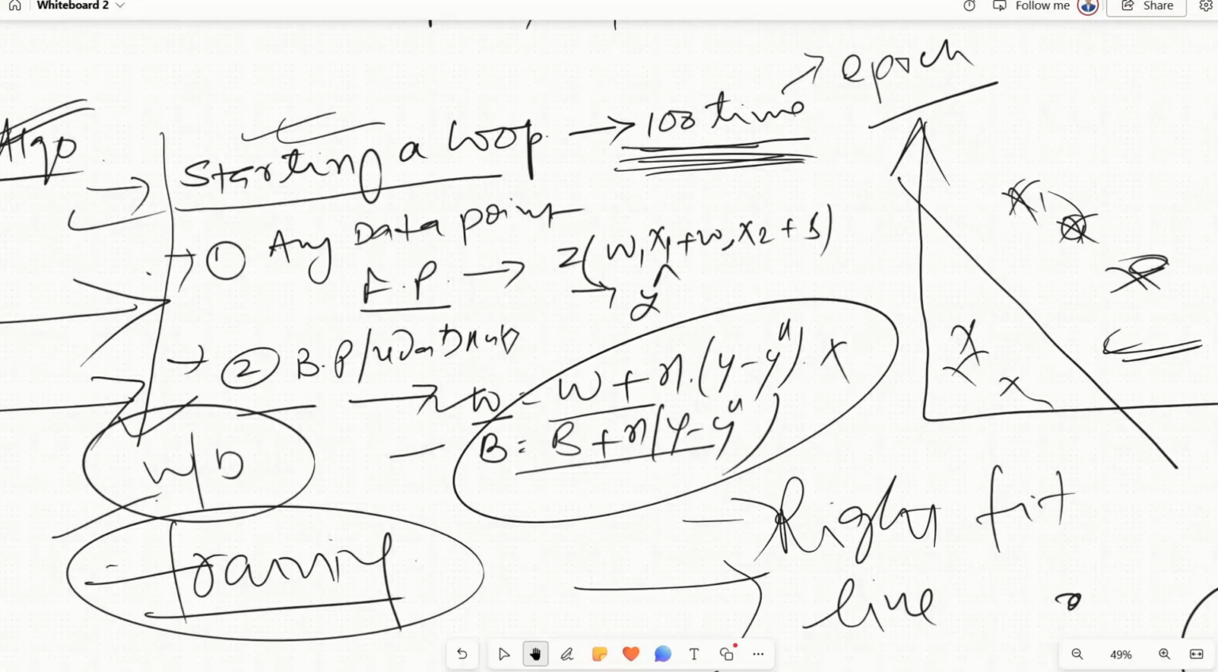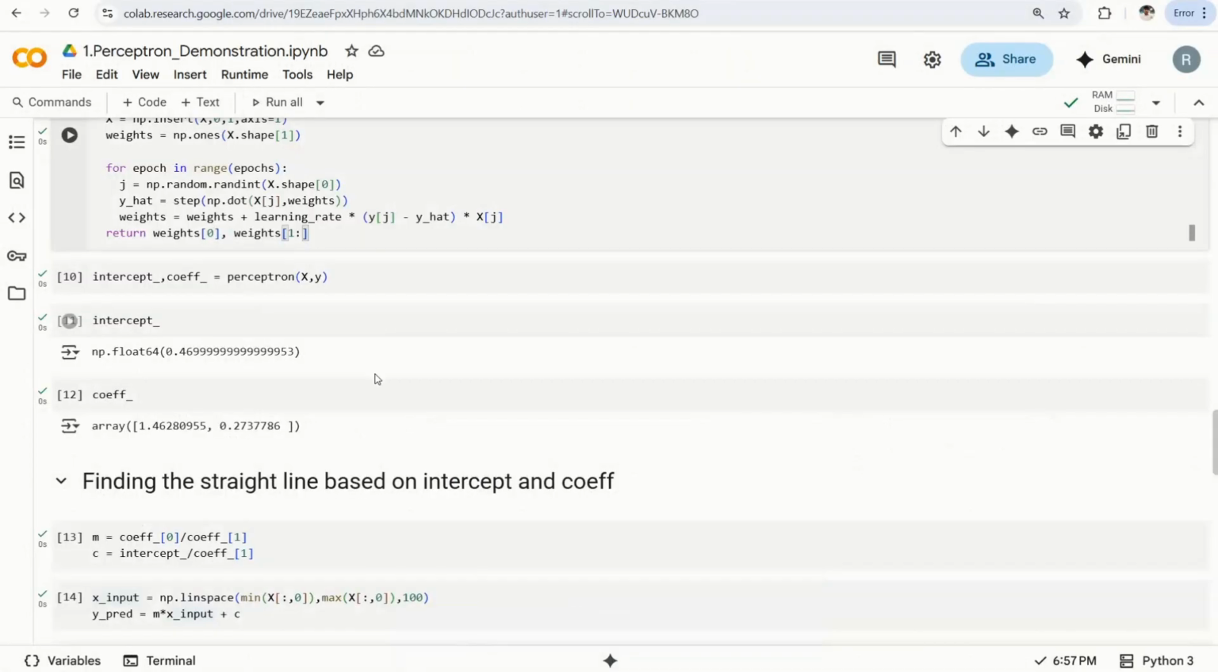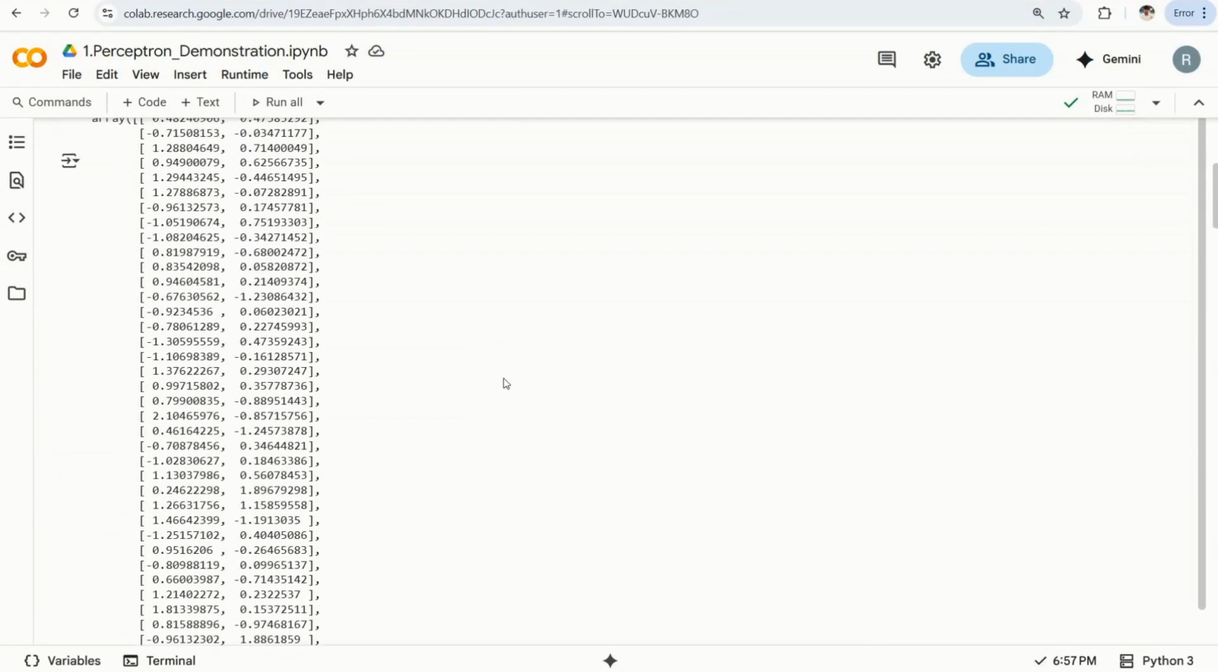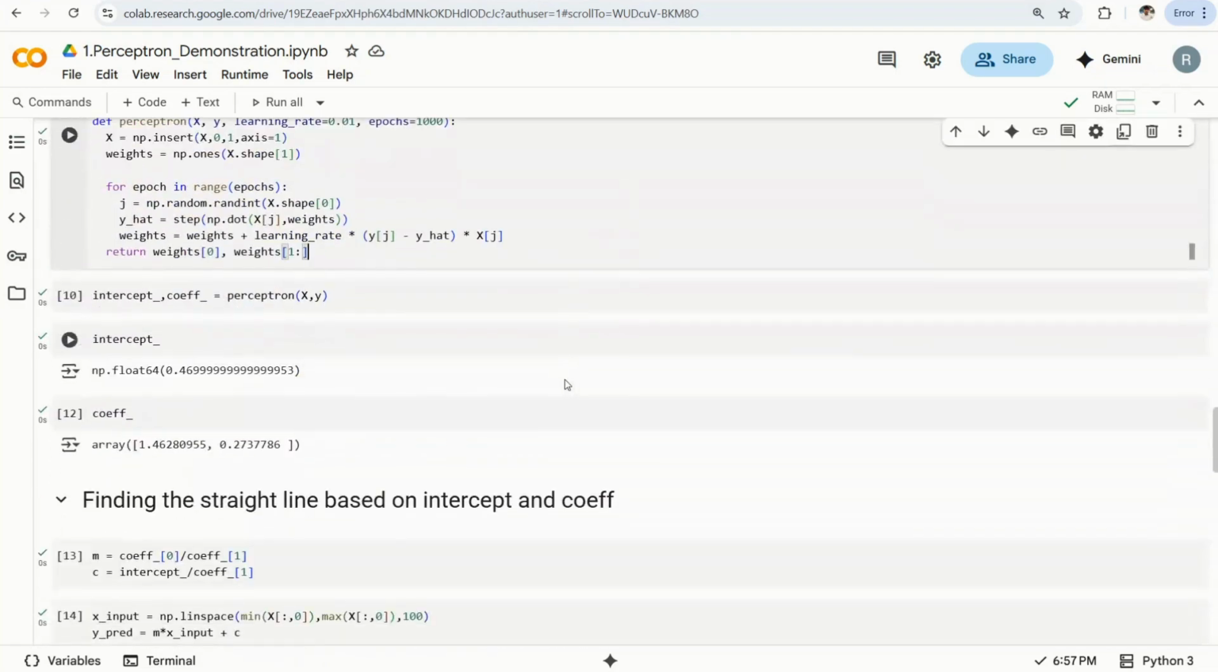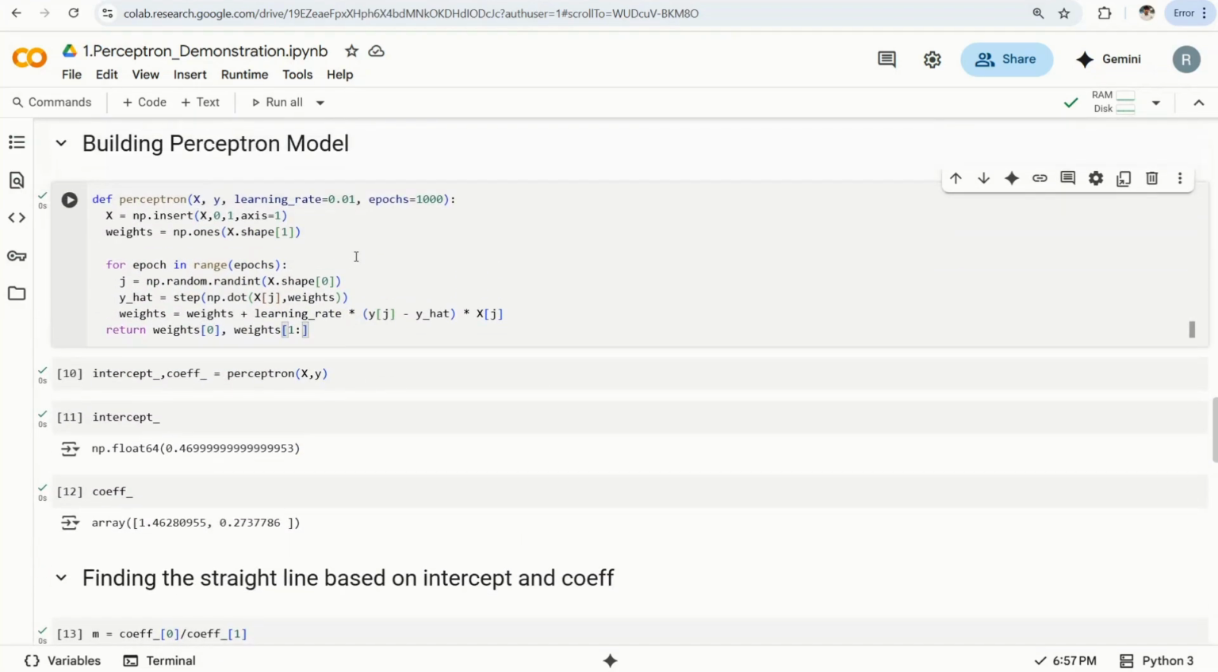I hope you are able to understand. If you still have confusion or doubt, then put it in the comment box and I will try my best to answer. But this is the whole crux. This code I will share with you. I will share the link. You can download it, and I suggest you run this code and try to build some intuition behind the training, how the training happens in a perceptron model. But this is the whole algorithm.